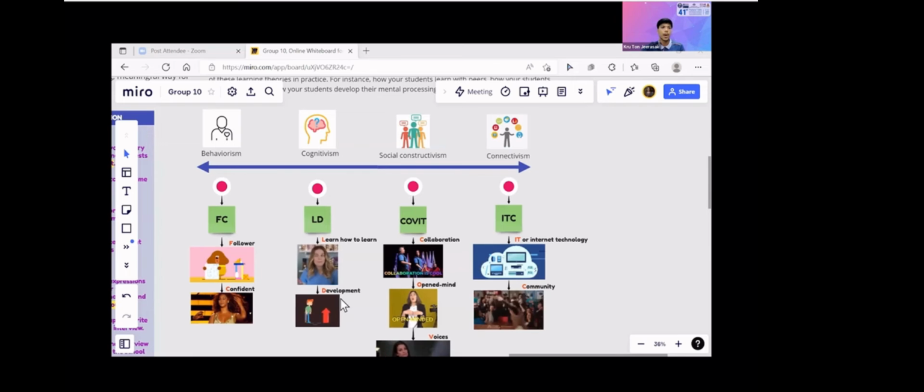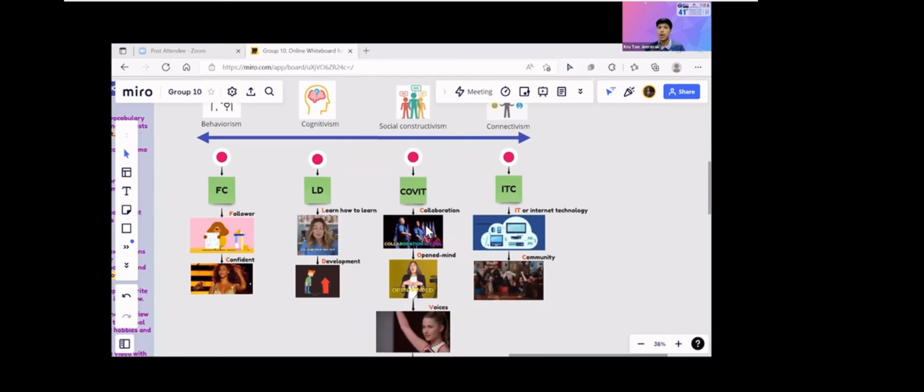And the third one, social constructivism. We have a group work activity, so they have to talk and discuss with their friends. There is an interaction with each other to complete the task, and we call this collaboration. And at the same time, we have to be open-minded. They have to respect other opinions, or they can share and listen to other voices in their group.